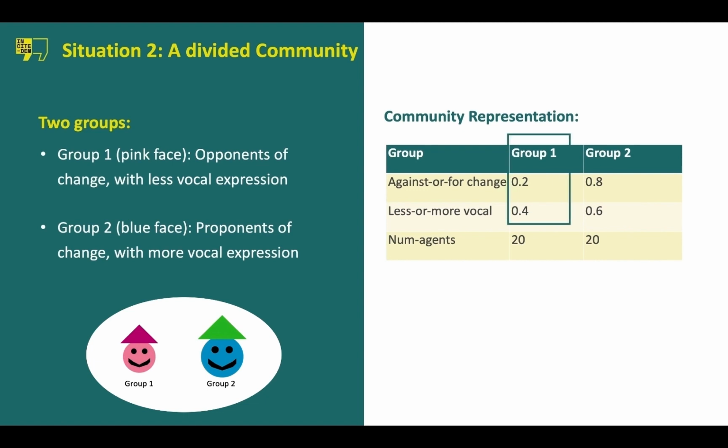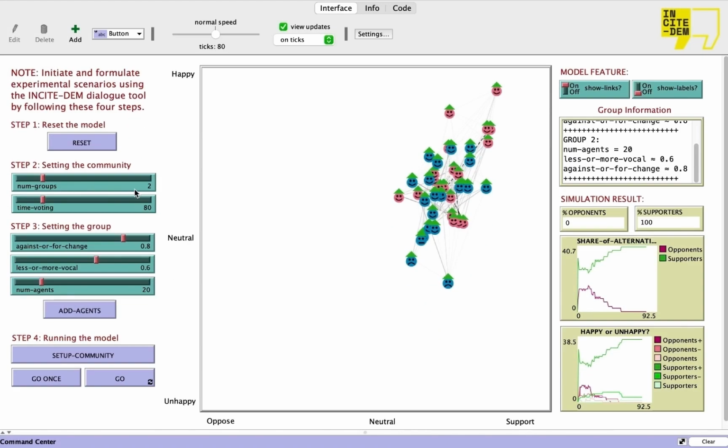Group 1 represents opponents of change, with a less vocal expression, denoted by a value of 0.2 on the slider, against or for change, and 0.4 on the slider, less or more vocal. Conversely, Group 2 embodies proponents of change, with a more vocal expression marked by a value of 0.8 on the slider, against or for change, and 0.6 on the slider, less or more vocal. Moreover, each group comprises 20 individuals, as specified by the number agents. And then we follow the four-step sequence from the previous situation.